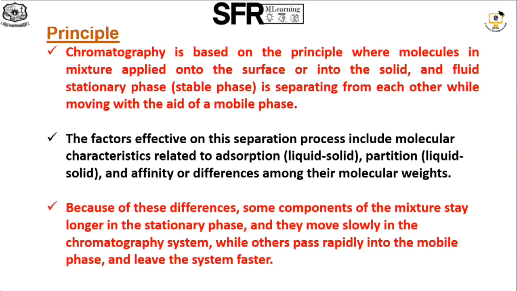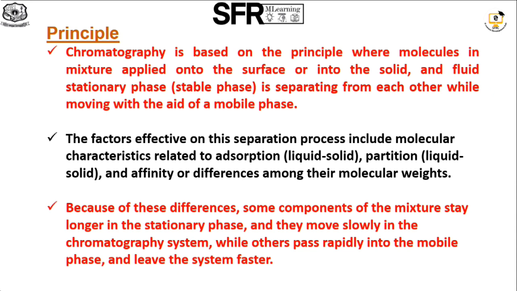And now we will see the principle. Chromatography is based on the principle where molecules in a mixture applied onto the surface or into a solid and fluid stationary phase, known as the stable phase, are separated from each other while moving with the aid of a mobile phase. The factors effective in this separation process include molecular characteristics related to adsorption, partition, and affinity or differences among their molecular weights.